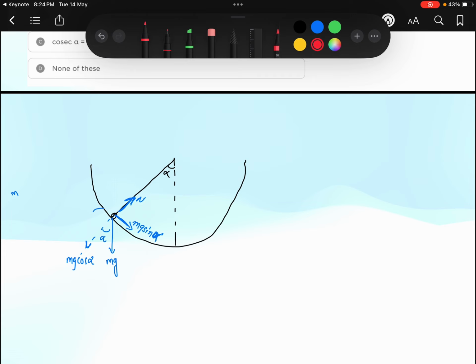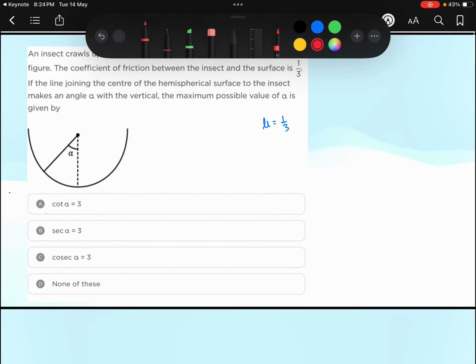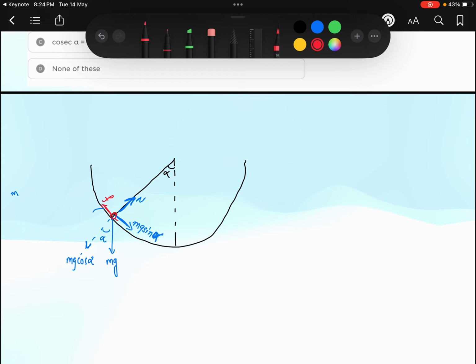Since this insect has a tendency to slide down, there will be some friction force acting in this backward direction to support it, to make it not slide. Okay, so now we have to apply the equilibrium conditions for this insect. If I apply the equilibrium condition perpendicular to this surface, then the normal force will be equal to mg cos alpha here.